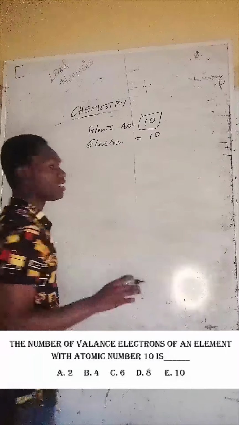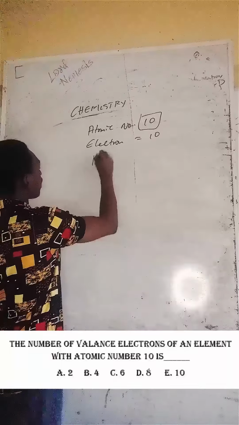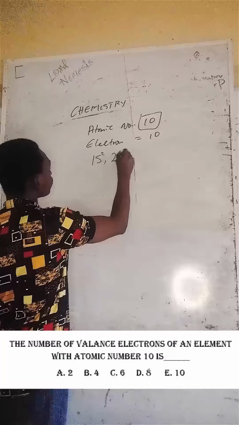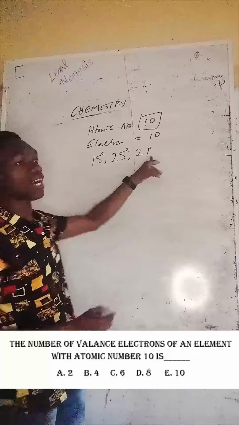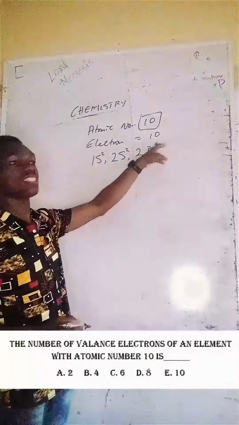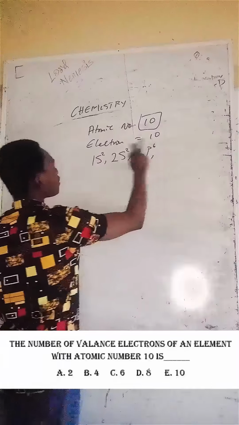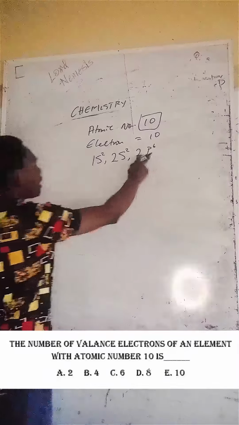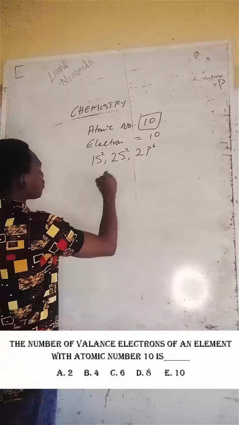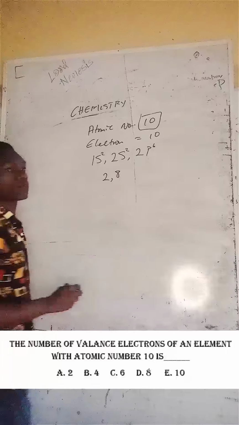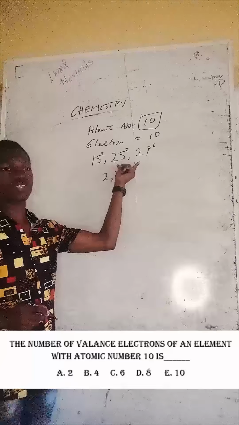First of all, we have to write the electronic configuration of that. So this is 1s2, 2s2, 2p. So we know that p can hold how many electrons? 6 electrons. This is 6, 7, 8, 9, 10. So this is the atomic configuration of that atom. Or shell configuration 2, 8. This is shell configuration, or this is orbital configuration.